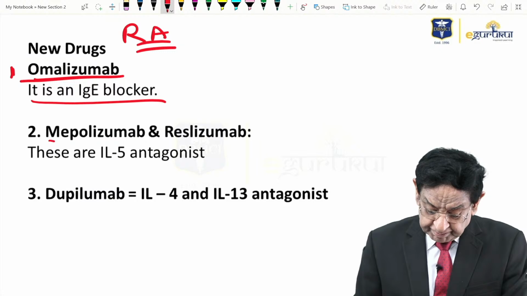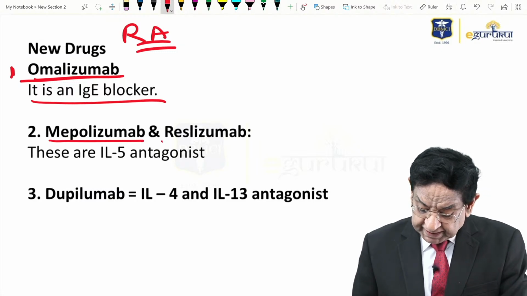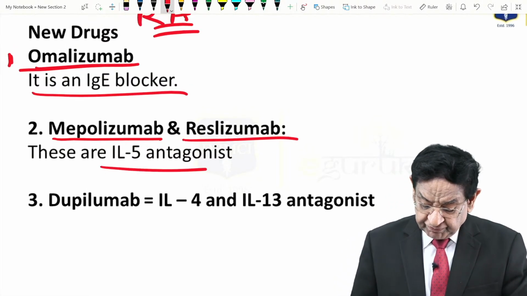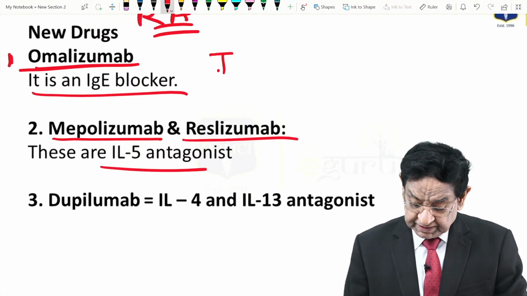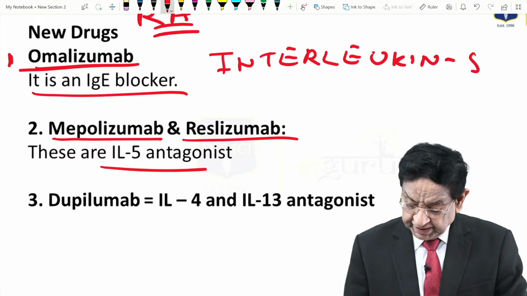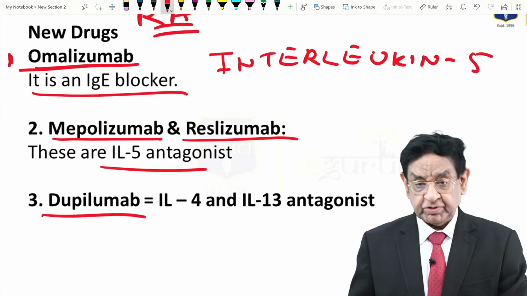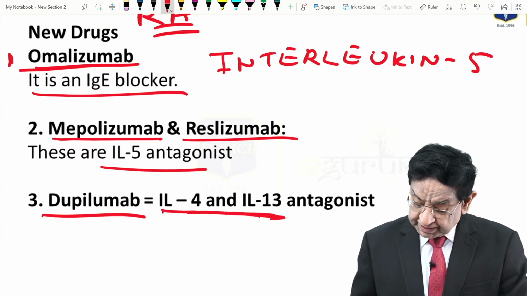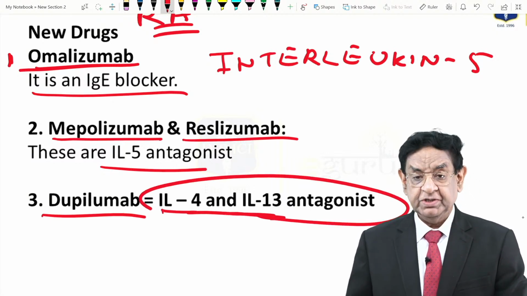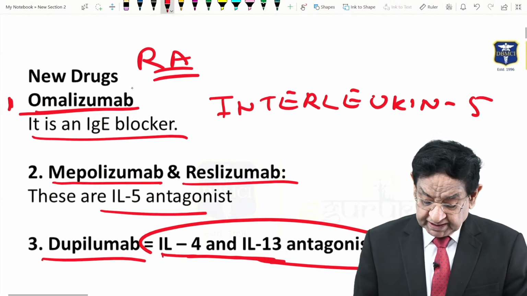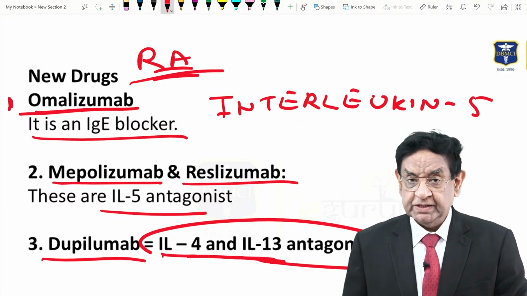Then we have mepolizumab and reslizumab. They are interleukin 5 antagonists. We also have dupilumab, which is an interleukin 4 and interleukin 13 antagonist. So they are all latest drugs that you should know, so-called recent advances. Okay.